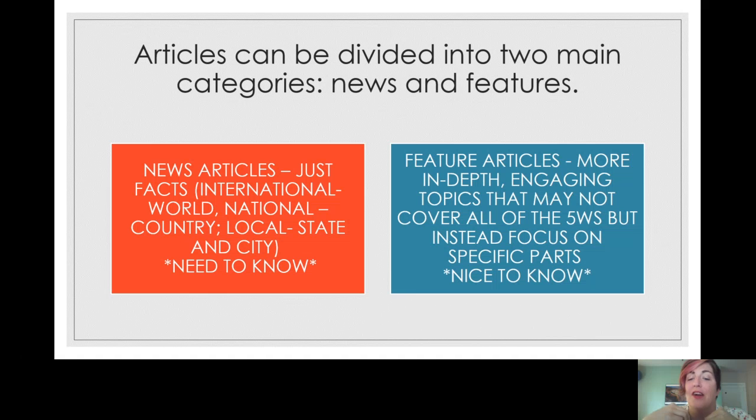Feature articles are things that are nice to know. You may be very interested in them. Say sports. Sports falls under feature, and we'll go over that. And in your opinion, you need to know everything about sports, but it is not necessarily something that can dramatically affect life. So that's why it would be considered a feature. So news articles are need to know, features are nice to know.